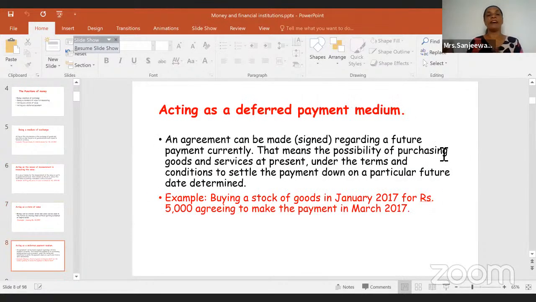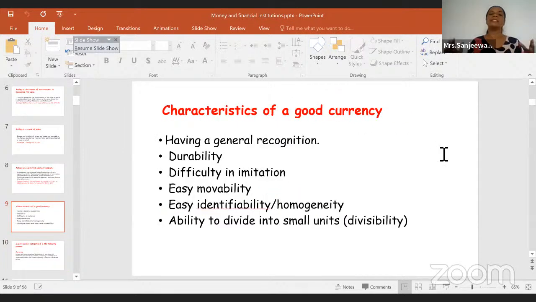Now I told you that you have separate characteristics also for money. Now we'll see the characteristics of good currency, right? How do you say this currency is good? Because there are certain characteristics. All right. So the first one, having a general recognition. So you can just recognize, this is 100 rupees, this is 200 rupees, 50 rupees, this is a 1 rupee coin. That's one of the characteristics. So one by one we'll discuss. Okay, durability, difficulty in imitation, easy movability, easy identifiability, right? Ability to divide into small units, that is divisibility. So these are the characteristics of good currency.